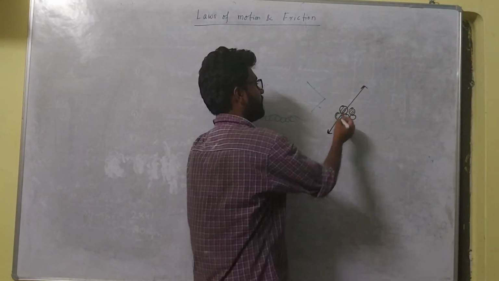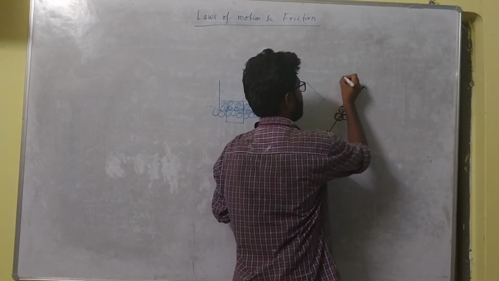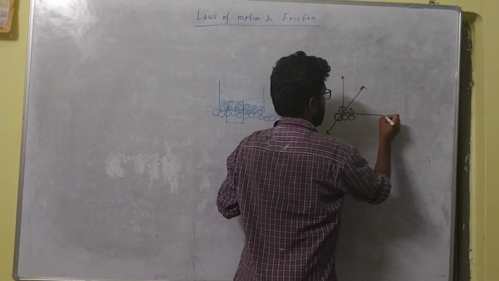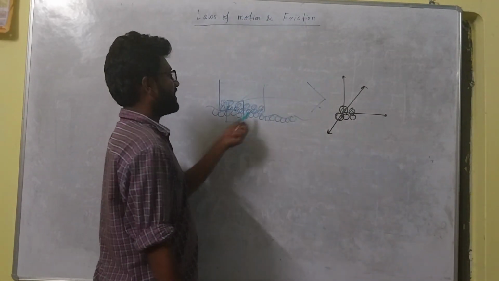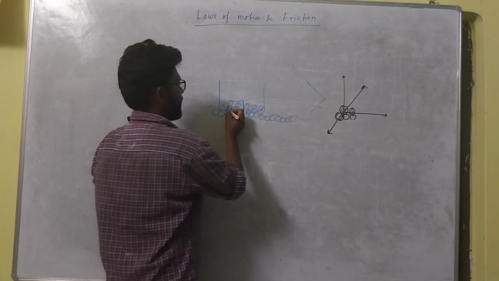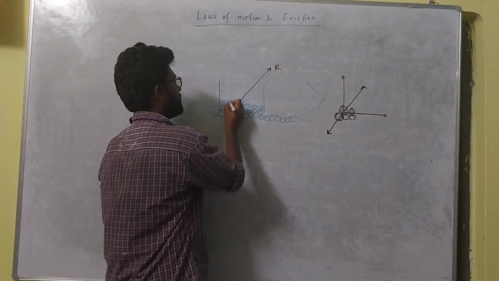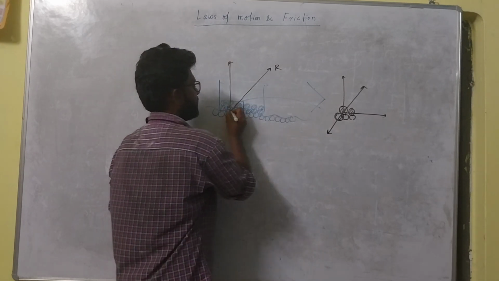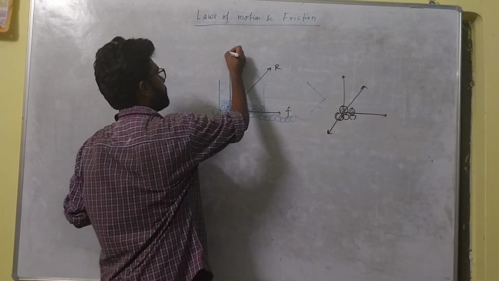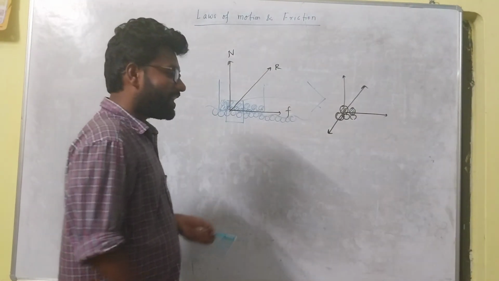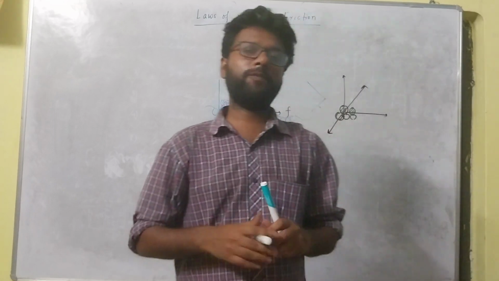Now if I imagine this force as two components, one is a normal component and one is a horizontal component, I mean the tangential component. So that's the reaction force. It has two components. One is called the normal reaction, and the tangential force is called the frictional force. So if there are irregularities of the two surfaces, then the frictional force will appear.